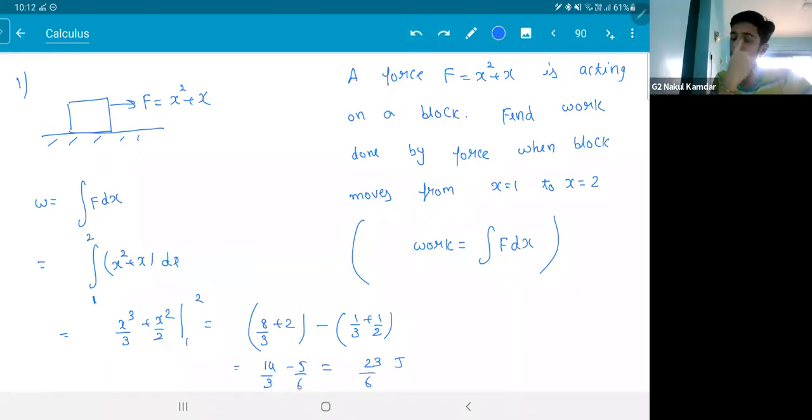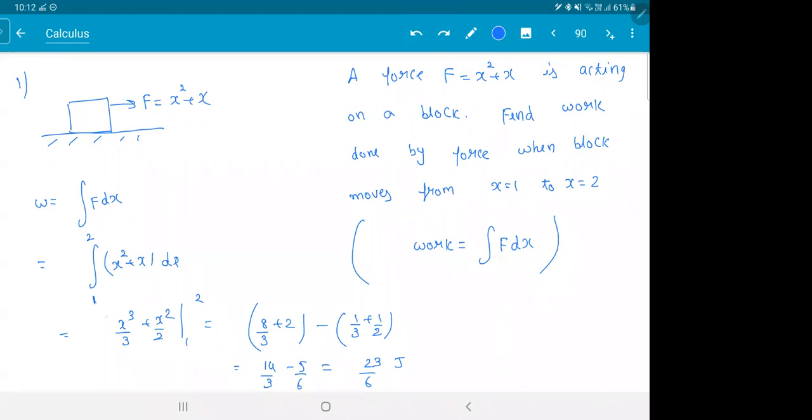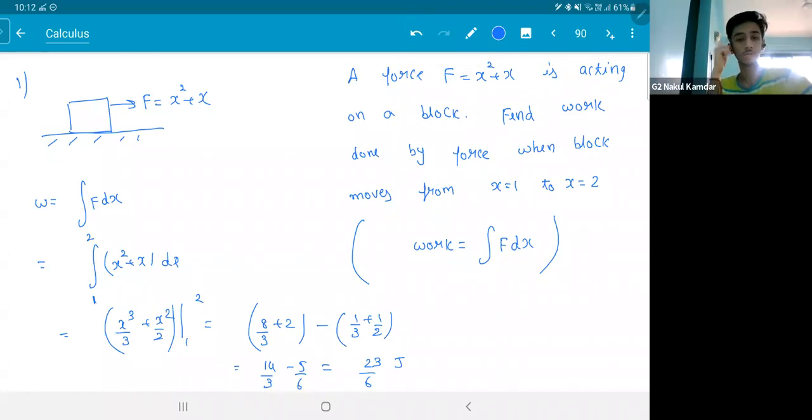We are solving the x cube upon 3 partly. I solved this whole thing as one term. I kept 2 in both of them, I kept 1 in both of them, and then subtracted. I didn't take each one separately, I kept everything together.